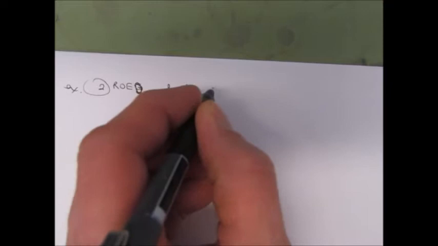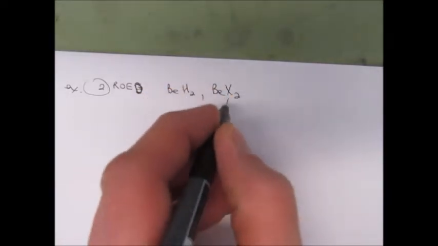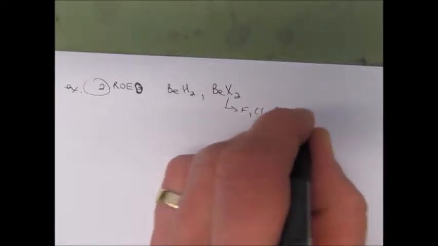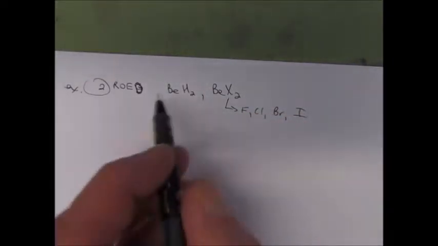For instance, beryllium. So let's look at some examples. 2 regions of electron density. Okay. Well, I'm thinking that for this one, you're going to have beryllium. I think beryllium is it. You could have beryllium H2, beryllium X2, where those are the halogens: fluorine, chlorine, bromine, iodine. Okay, so beryllium is sort of the go-to thing.